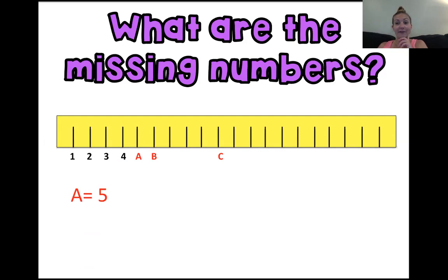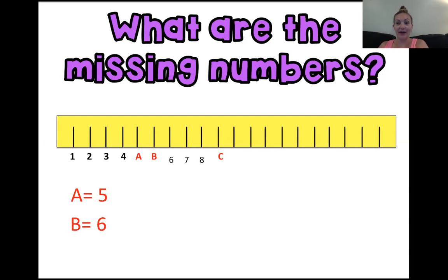It would be 5. What's the distance between each line here? Just 1. So how do we get from A to B? What's B going to be? Just one more. Then we have 3 empty lines. So if we have 1, 2, 3, 4, 5, 6, those 3 empty lines are going to be 7, 8, and 9.